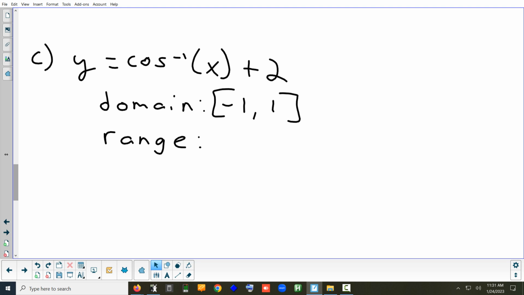Okay. What's the range of inverse cosine? Originally it's 0 to pi. And what are we doing with that range? Yeah, we're just adding 2. We're shifting that range up 2. Okay. So what's the new lower end of the range? 2. And the higher end? Pi plus 2. Shifted it up 2. Question on that one?